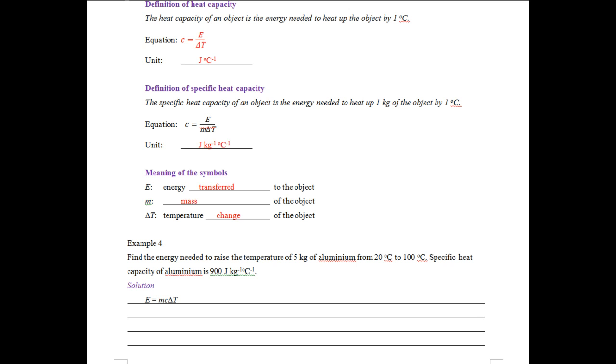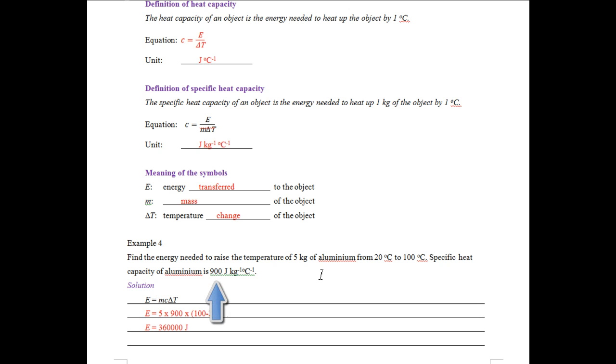After we put all the values into the equation, we'll get something like this. So the energy needed is 360 kilojoules. So if we want to raise the temperature of 5 kg of aluminum from 20 degrees Celsius to 100 degrees Celsius, we need 360 kilojoules.